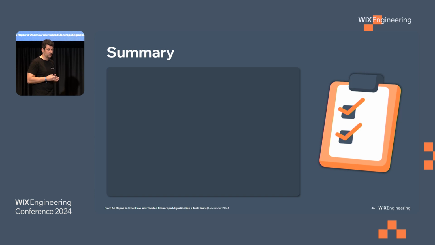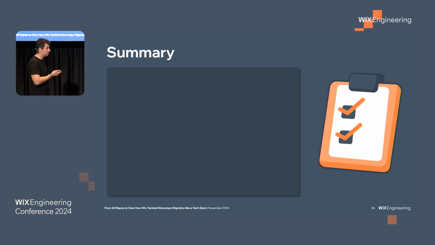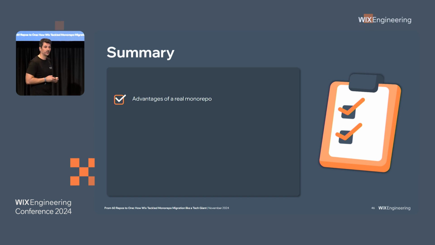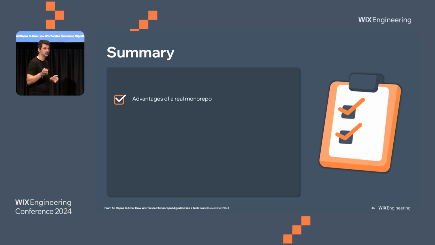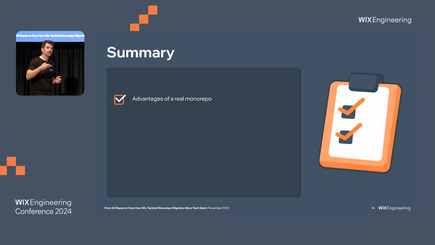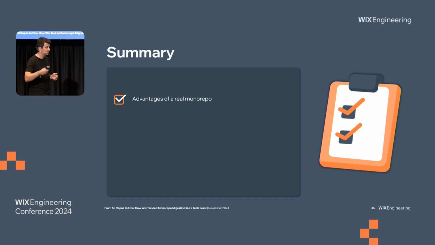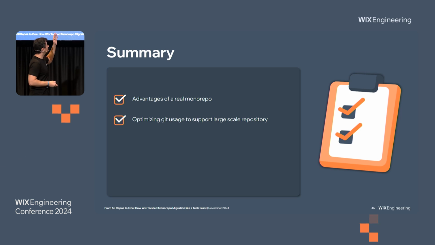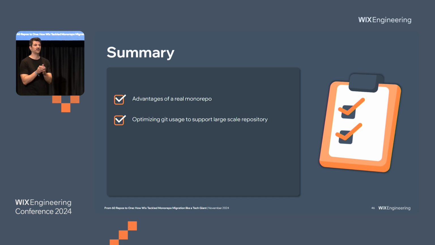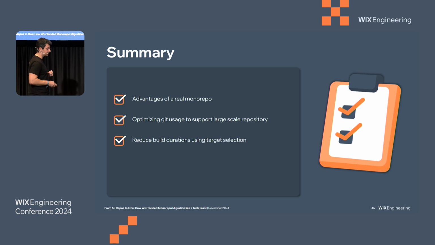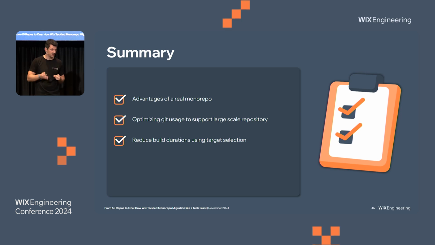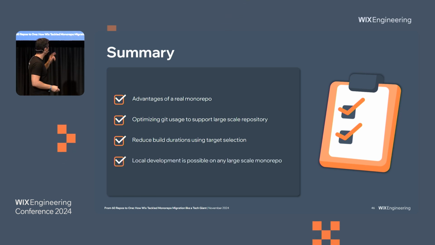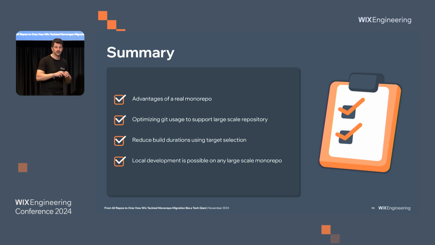Let's recap what we've learned today on our journey towards the monorepo. Advantages of real monorepo. The framework team are actually using the monorepo during the last couple of months. They've reduced their work time and the changes they are introducing from a matter of days into hours. Optimizing Git usage to support large-scale repository, reducing the clone time from 20 minutes to 1 minute, 95% improvement. Target selection. We have reduced the total build duration from 5 hours to 40 minutes to 10 minutes. And local dev is possible on a monorepo at any scale.